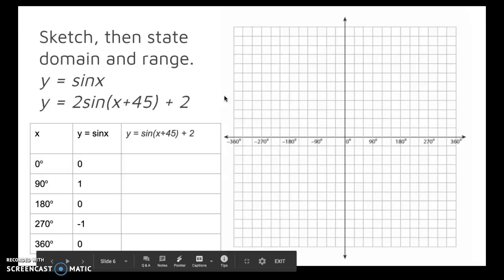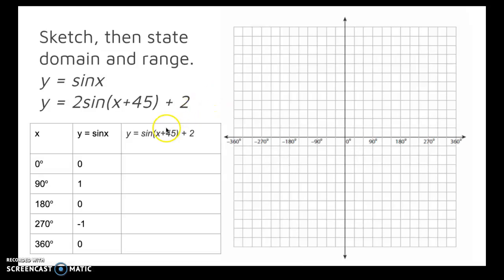Now, what about for this one? Well, you could just, oh, I forgot to put the 2 in front. Let me change that.